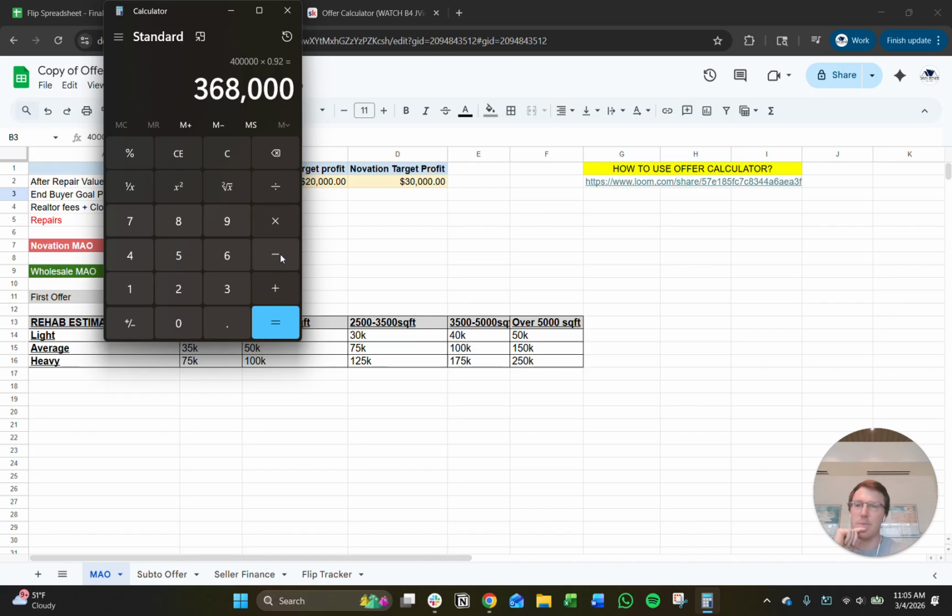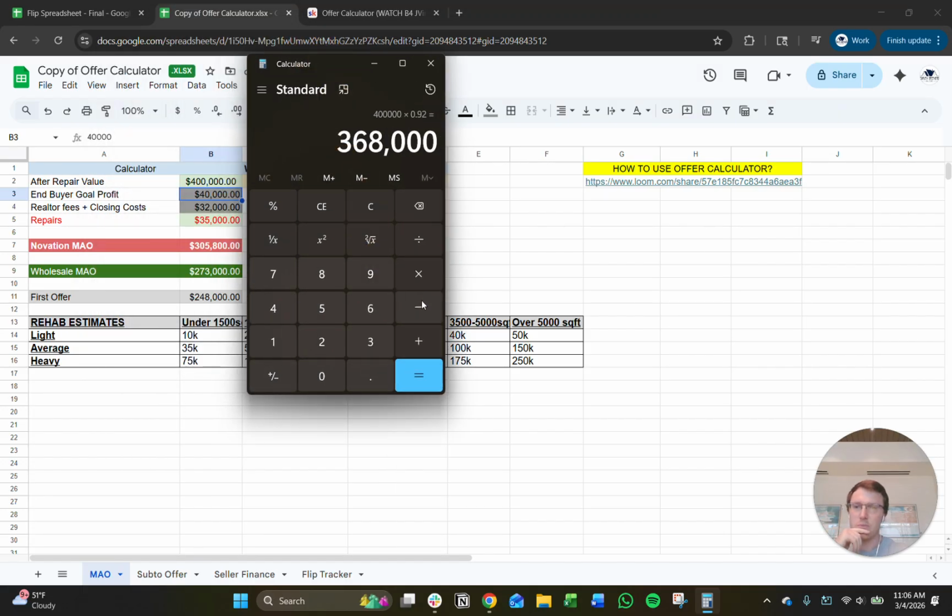So you're at 368. Let's say it needs to do $35,000 in repair, which is what I used on this one. And you're very certain it's going to be $35,000. Doesn't need a lot of work. So you're at 333, and then whatever the purchase price is. So like, let's say you're buying it for 248, minus 248. So you have about $85,000 in spread.